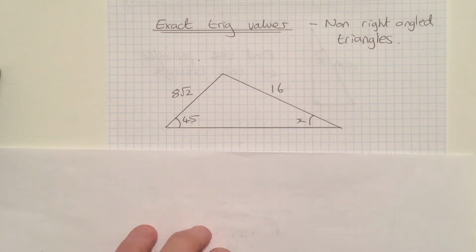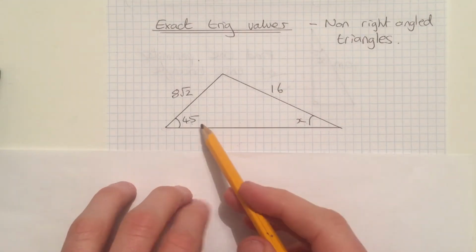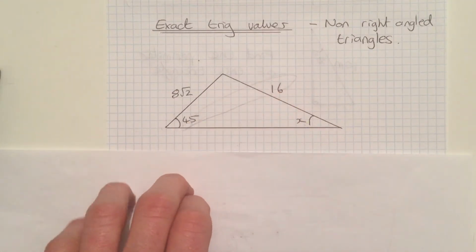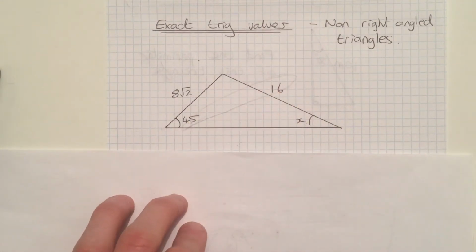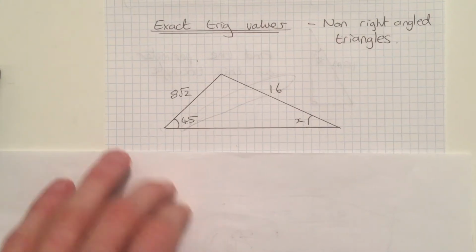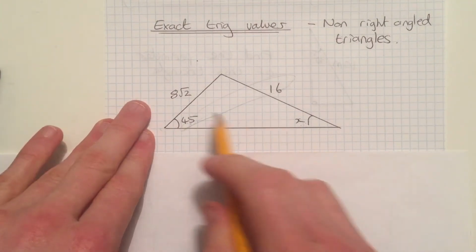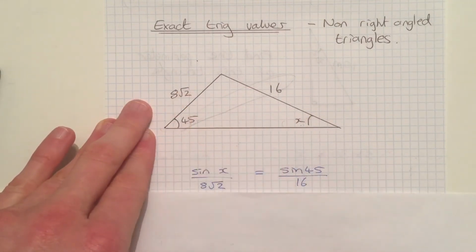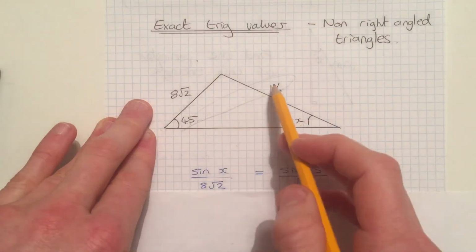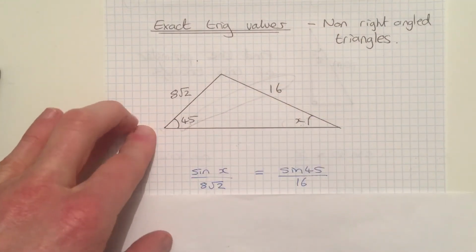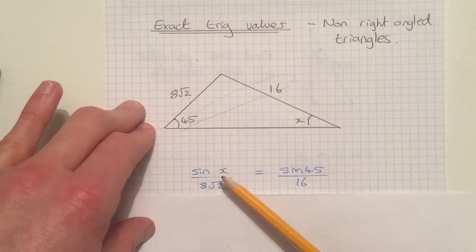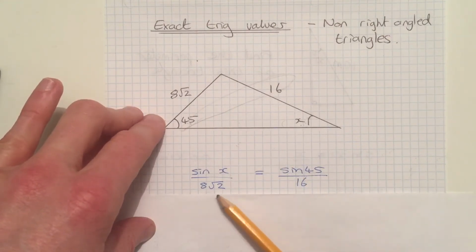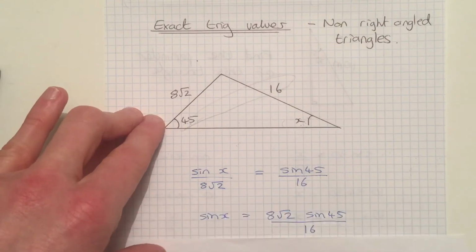Hopefully you can see that this is going to be the sine rule, and the reason for that is we have a matching pair here, so that's why we're going to do the sine rule rather than the cosine rule. So I am going to write down sine x over 8 root 2 equals sine 45 over 16. I now want to rearrange this to make the sine x the subject, so I'm going to multiply both sides by 8 root 2. Which gives this.